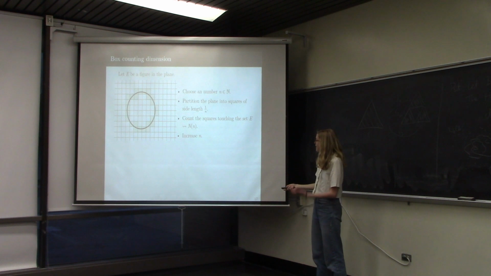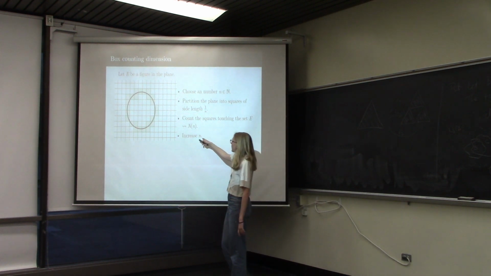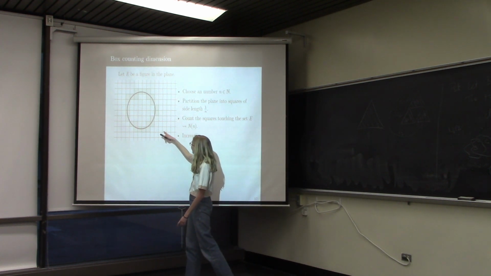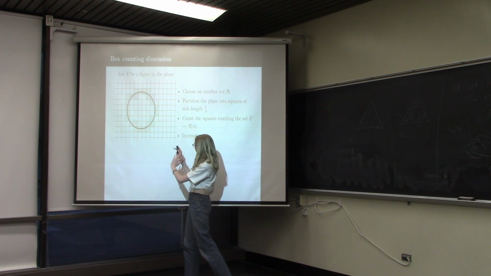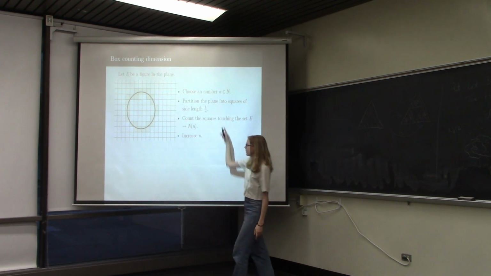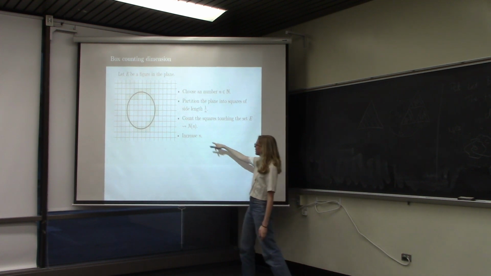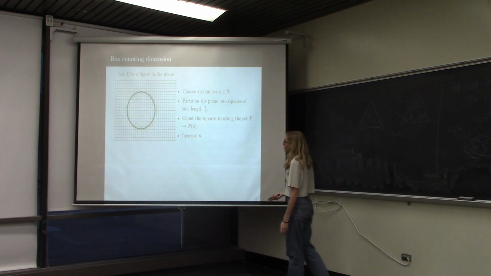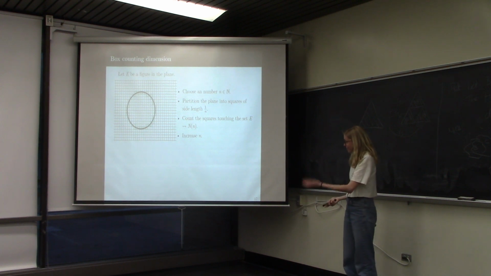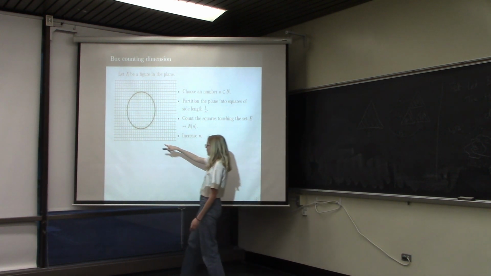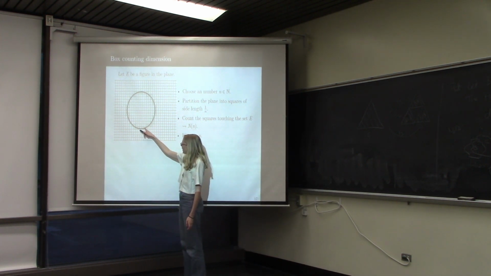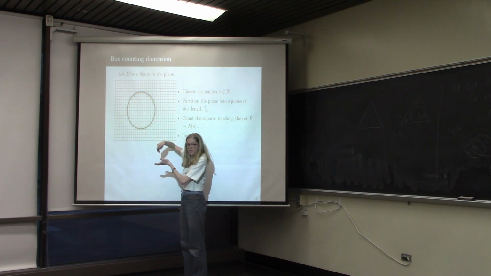And we increase little n, so we have a smaller scale, but we will get more boxes. This will grow, and we continue to do that. And you also see that these boxes approximate the set that we had in the beginning.